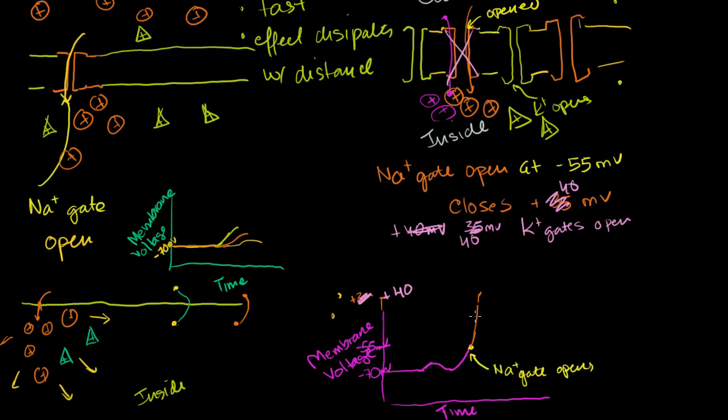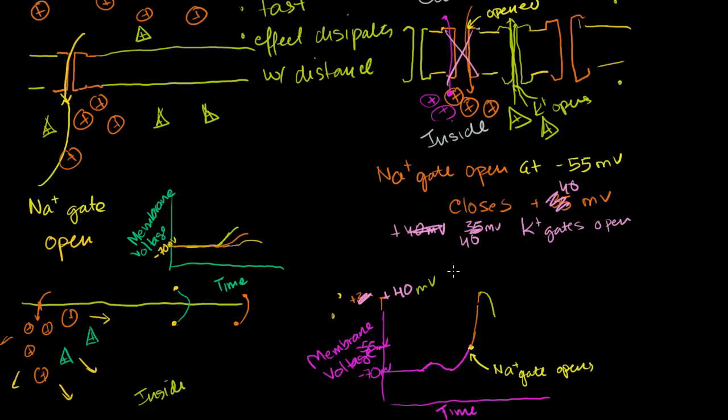And now that we've gotten to this plus 40 millivolt range, we're also now more positive on the inside. So this opens. These guys want to escape because there's less potassium outside. They want to go down their concentration gradient. And it's also very positive on the inside. We're at plus 40 millivolts. So they also want to escape. So they start escaping the cell. So positive charges start exiting the cell from the inside to the outside. So we become less positive again.